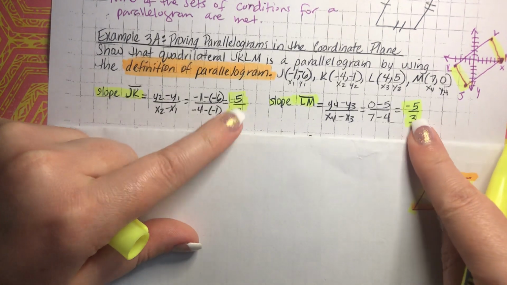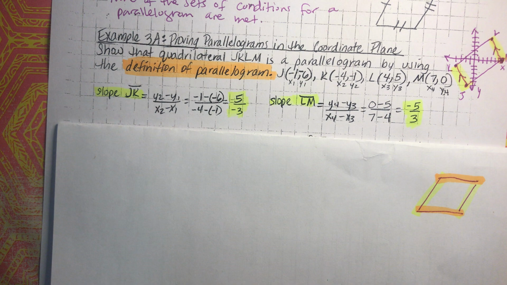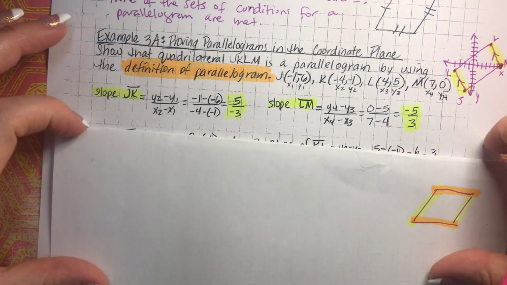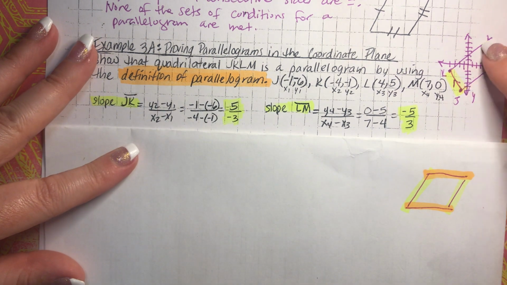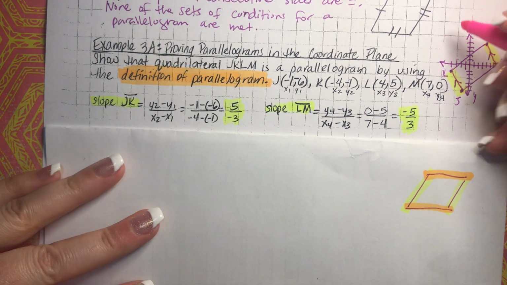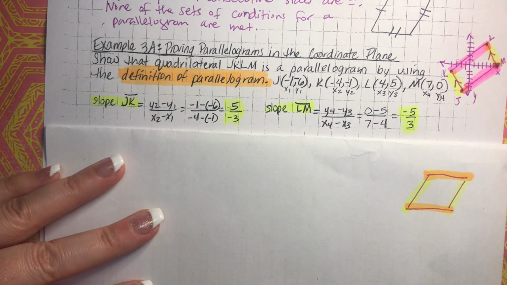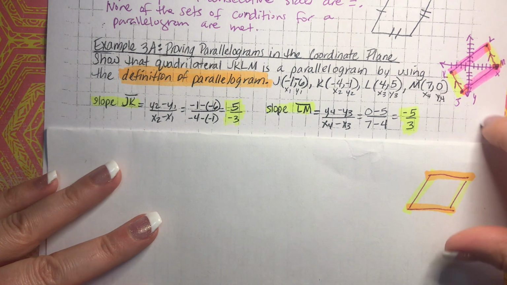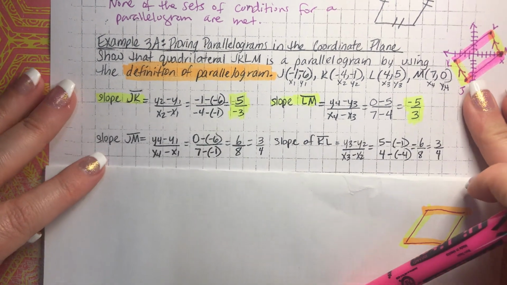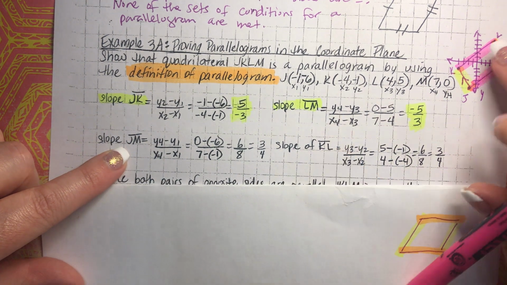So that means they're the same slope, which means they are parallel. So these sides are parallel, so that is awesome, okay? Now, what do we need to do? We need to find the slope of this line and this line. And if it is parallel, then we know that this is a parallelogram by the definition. Okay, so let's try these. So we have JM, which is the bottom one, and KL right here.